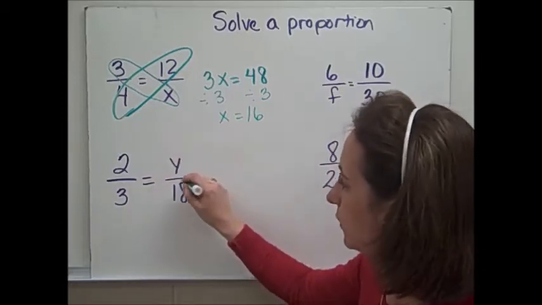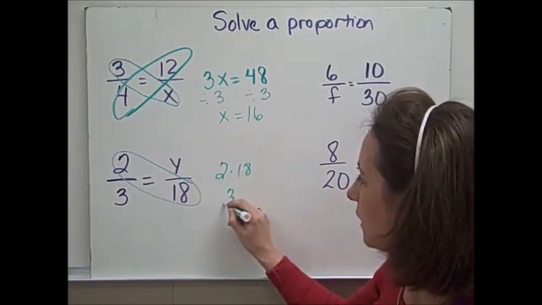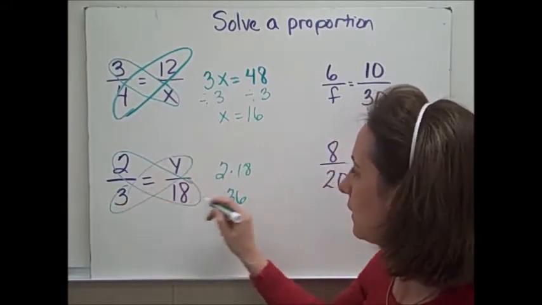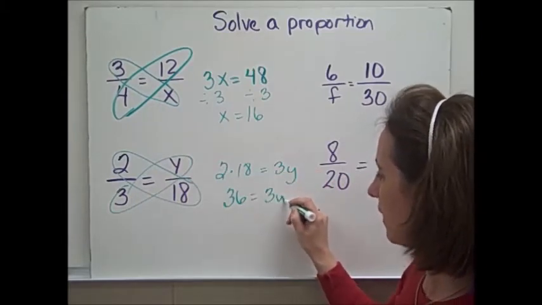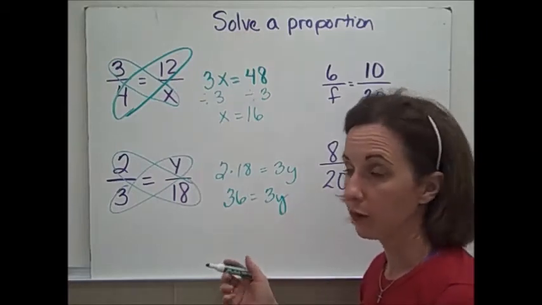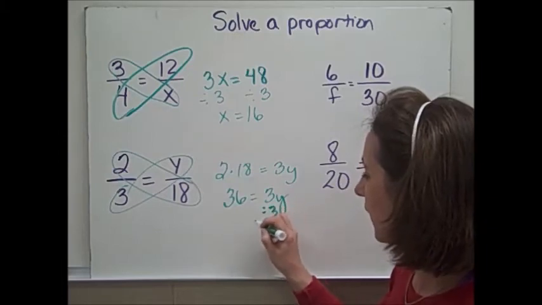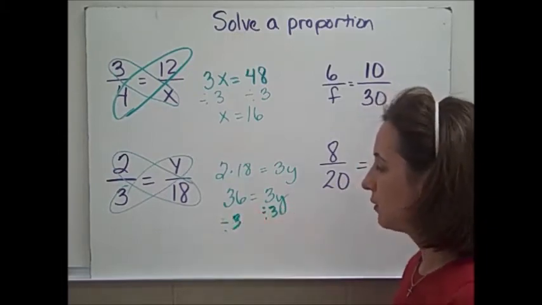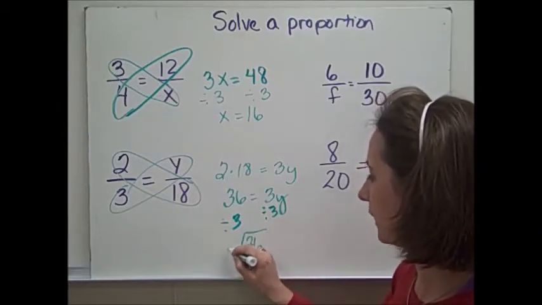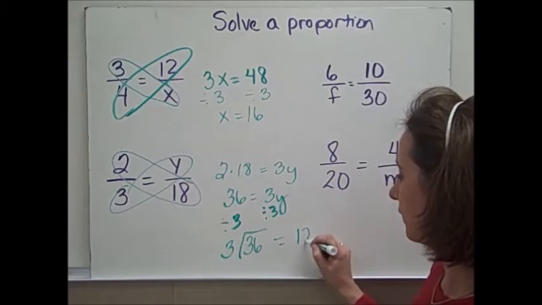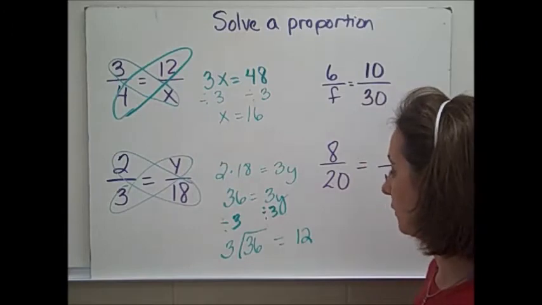Cross products on this one. 2 times 18 is 36, and 3 times y is 3y. And so I have to solve this equation using what we learned in our algebra unit. We're going to divide both sides by 3, choosing to divide by 3 because that's the number attached to the variable. 36 divided by 3 is 12. And so as you saw when we were using the other method, y equals 12.